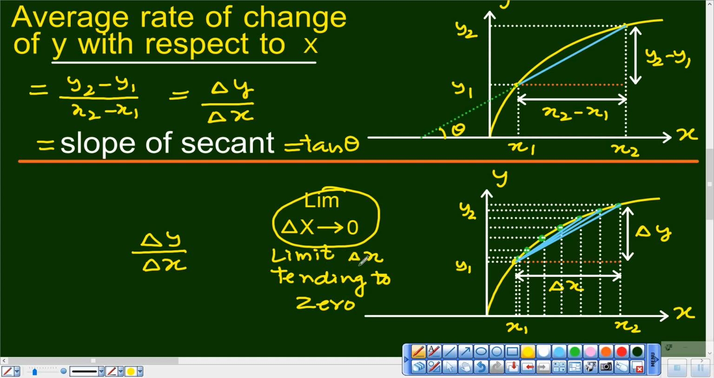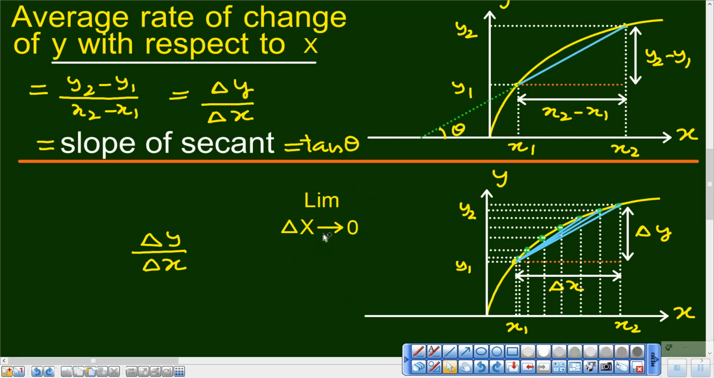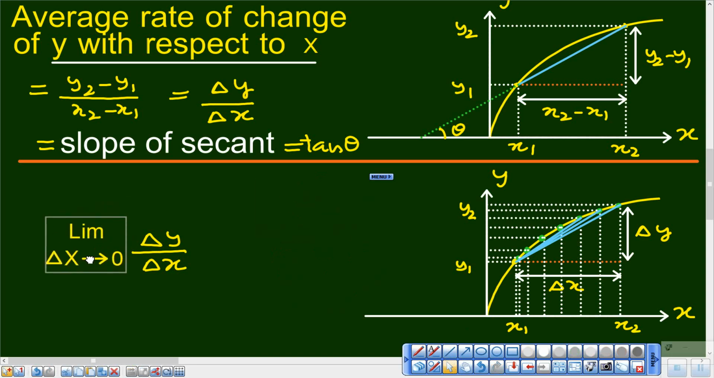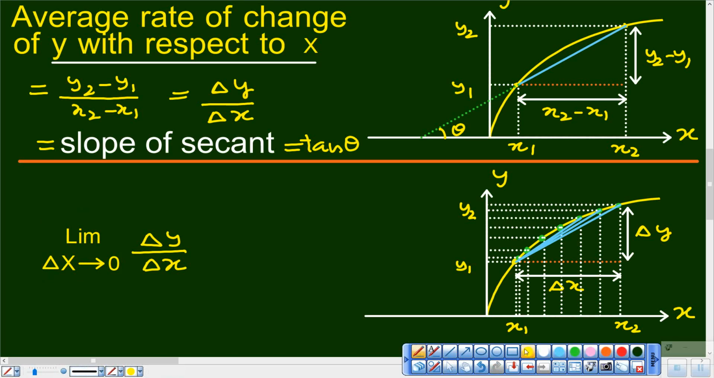Because if it becomes zero, then the denominator would be zero, which is a mathematical sin. You can never divide by the number zero. Zero can never come in the denominator. That's why it is not equal to zero, but it is becoming very close to zero. Having said that, if I write the symbol here, it just denotes that delta x has become very small, then this acquires the shape known as dy by dx.